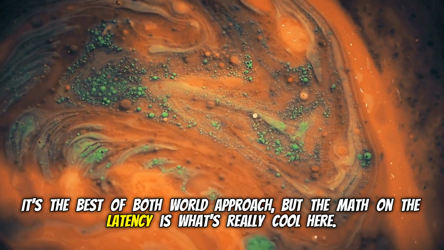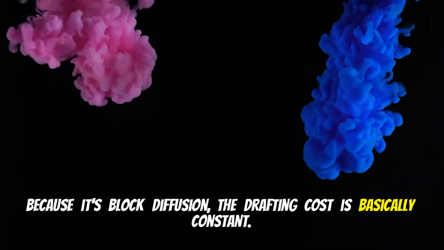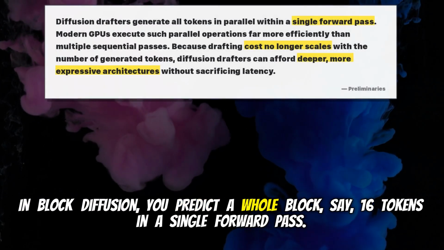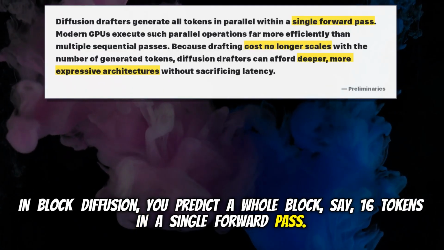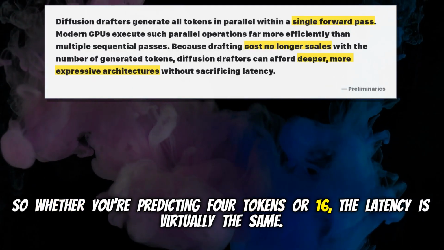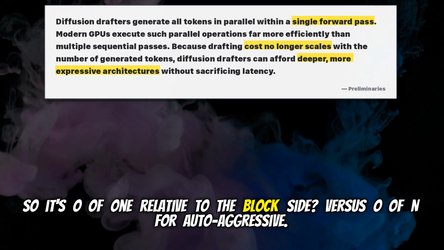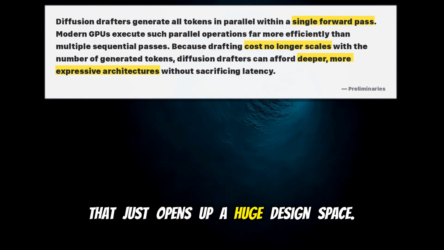But the math on the latency is what's really cool here. Because it's block diffusion, the drafting cost is basically constant. Ideally, yes. In block diffusion, you predict a whole block, say 16 tokens in a single forward pass. So whether you're predicting 4 tokens or 16, the latency is virtually the same. So it's O(1) relative to the block size? Versus O(n) for autoregressive. Yeah, that just opens up a huge design space.